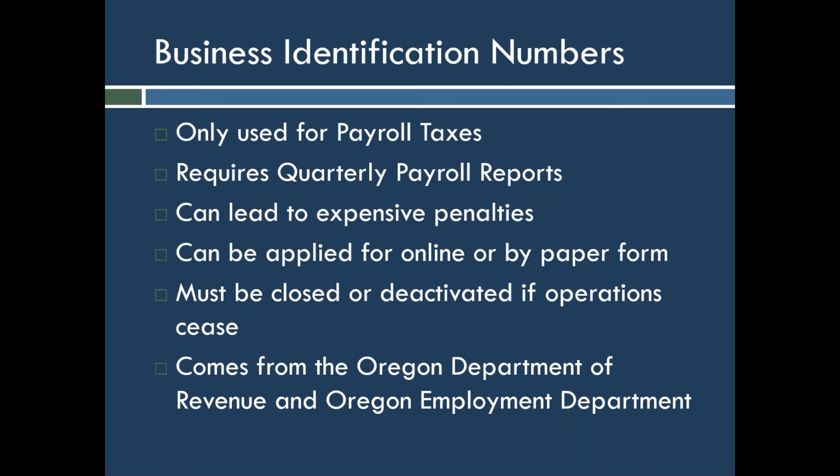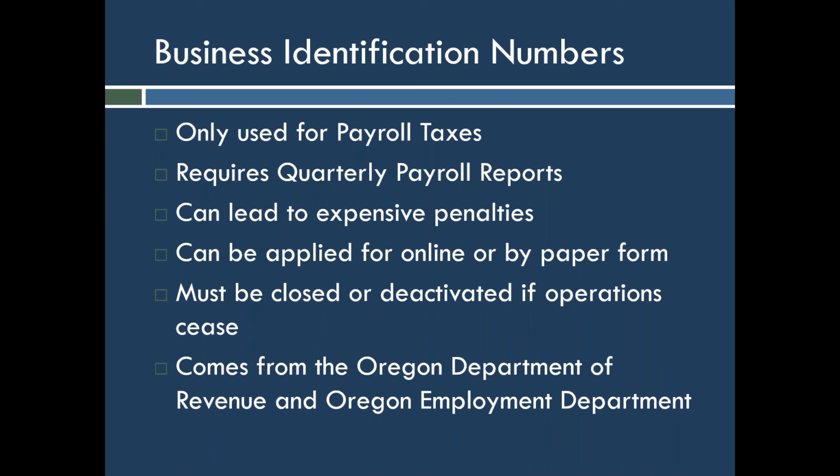Failure to submit those quarterly reports can lead to stiff penalties. Usually the Department of Revenue is the first to respond to any failure to file a quarterly report, and their estimated assessments can get close to $10,000 per quarter. If you're planning to get a BIN, you want to make sure that you're prepared for the additional work you'll need to submit those reports.